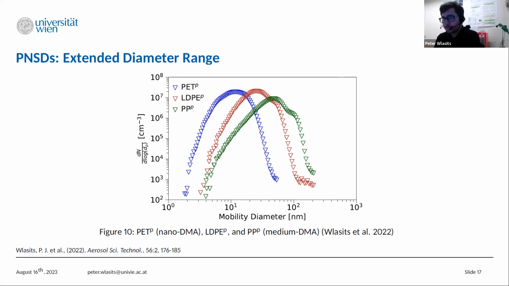And here in this figure 10, again, you can see mobility diameter on the x-axis, concentration on the y-axis, and 3 different higher purity materials. The blue curve corresponds to the higher purity PET. So in case of PET, there was no need for an extended diameter range. As a result, we just put the nano DMA curve in here. But on the other hand, for the higher purity LDPE and the higher purity PP, it was necessary to use the medium DMA, and those are the curves that correspond to the red markers and the green markers.